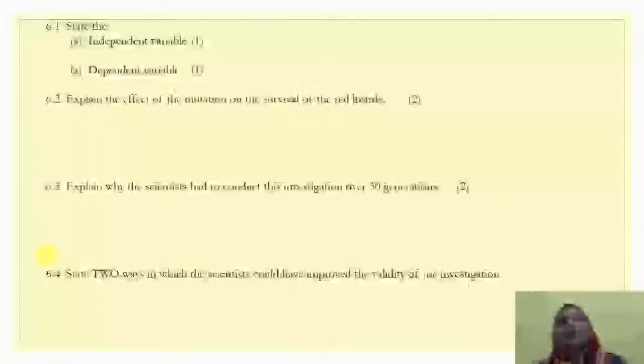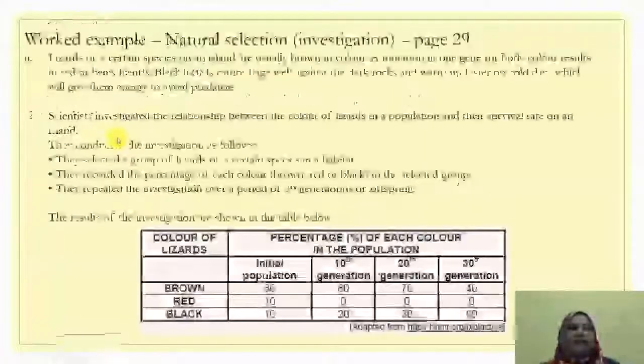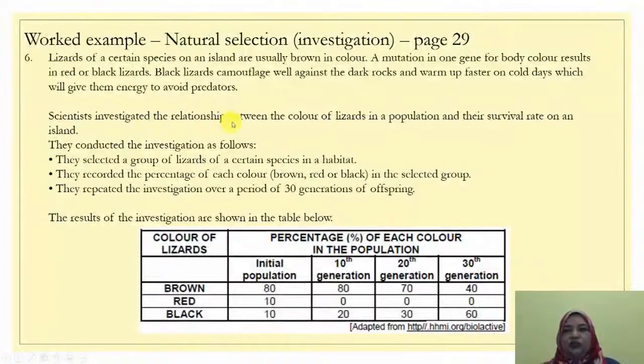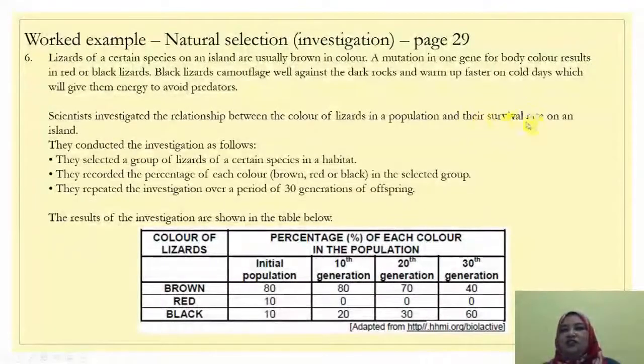So I'm going to give you a little hint when doing these type of questions. In these questions, they normally give you the aim of the investigation. And when we do the aim of an investigation, it says scientists investigated the relationship between the color of lizards in a population and the survival rate. So they looked at the relationship between color of lizards and their survival rate. So what are they measuring? They are measuring their survival rate. And what are they looking at? They're looking at the different colors.